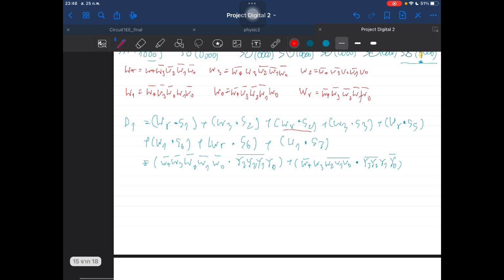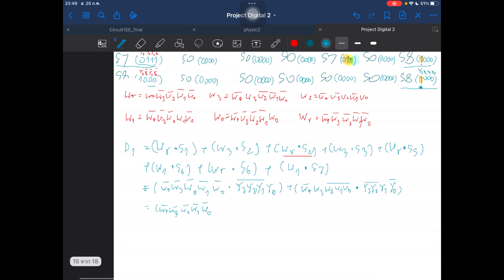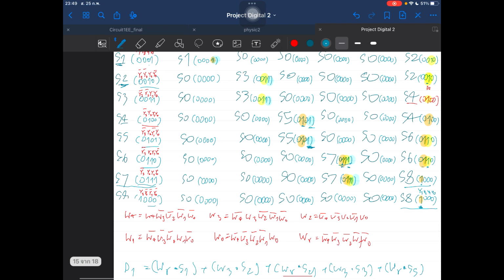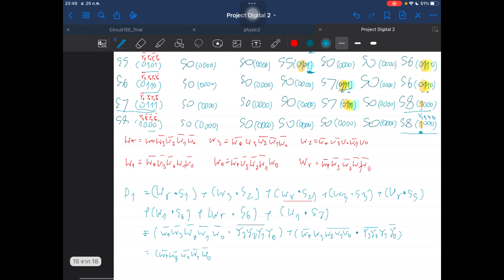And the next line is WR and S2. WR is W4 that, W3 that, W2 that, W1 that, and W0 that, all with state 2. State 2 is Y3 that, Y2 that, Y1, and Y0.